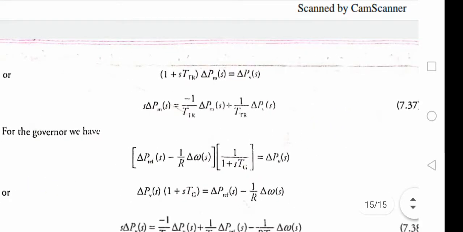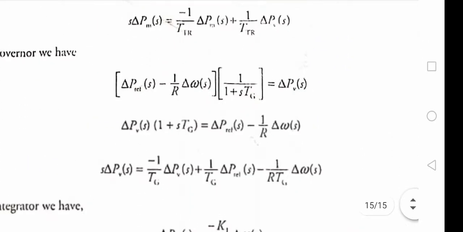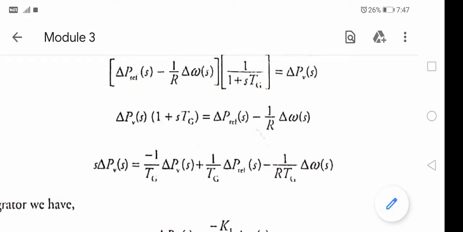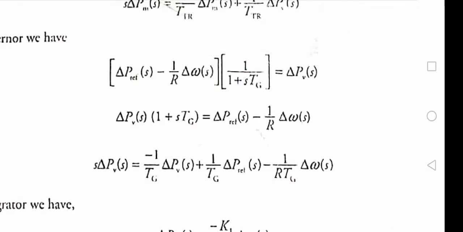Next comes the equation for the governors. The equation for the governor is delta P reference of S minus 1 divided by R of delta omega S, into the bracket, you have to multiply the 1 divided by 1 plus STG term. That will be equal to delta PV of S. So same thing again, 1 plus STG, you multiply it with delta PV of S. Whatever the denominator terms you are having, you should multiply it at the RHS side.